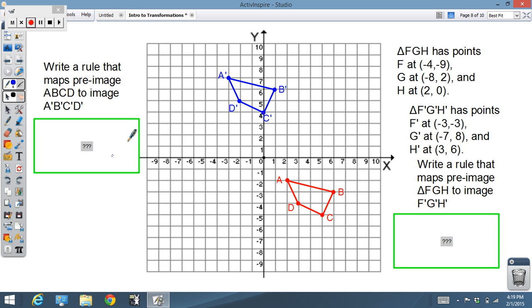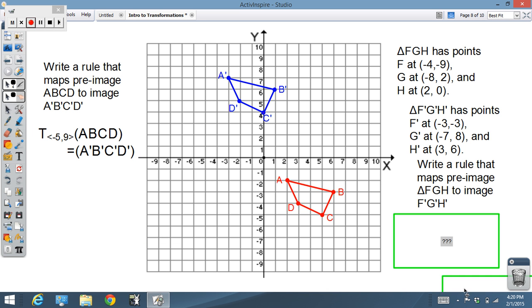All right, second kind of problem we'll have. Write a rule that maps pre-image ABCD down here in red to the image in the blue. All right, notice that we can just basically here again count. I see I'm going over 2, going over another 3. So I go left 5 and I go up 9 to go from A to A prime. I'll find the same thing from D to D prime and so on and so on. So our rule looks like this.